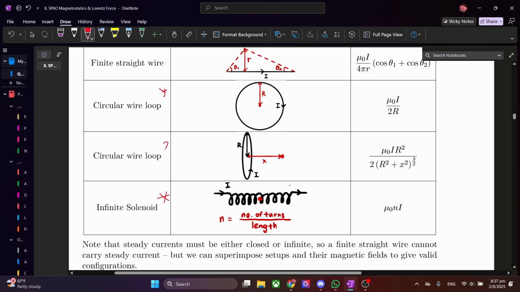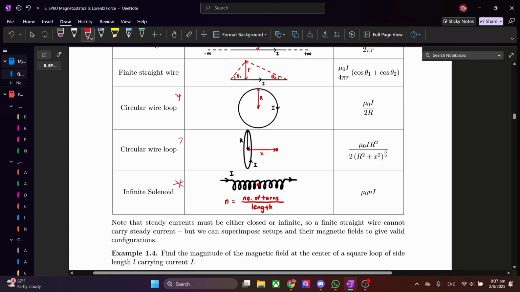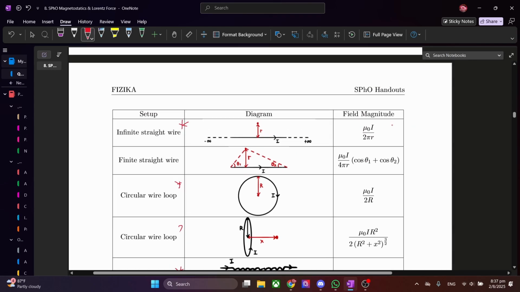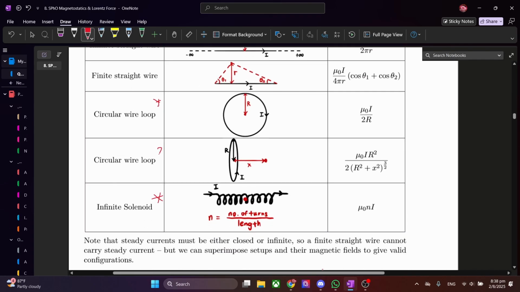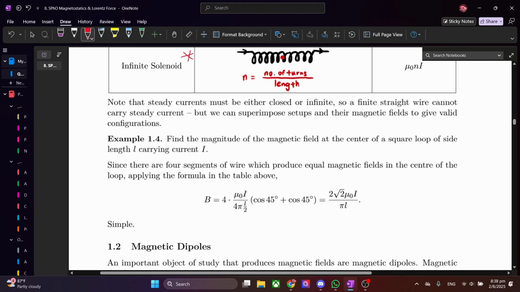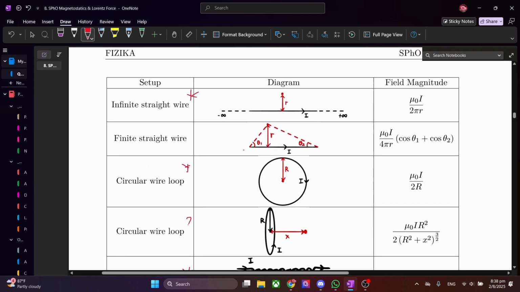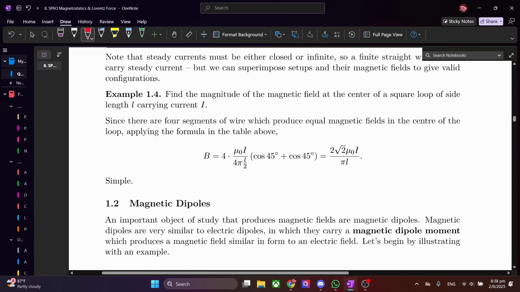But yes, sorry. These are just some common results that you can derive yourself, and it's good to memorize. This gives you the magnetic field magnitude at these points. You can look at it yourself later. I won't go too much into it. And this is just a small example which applies the formulas, but you can read that yourself.